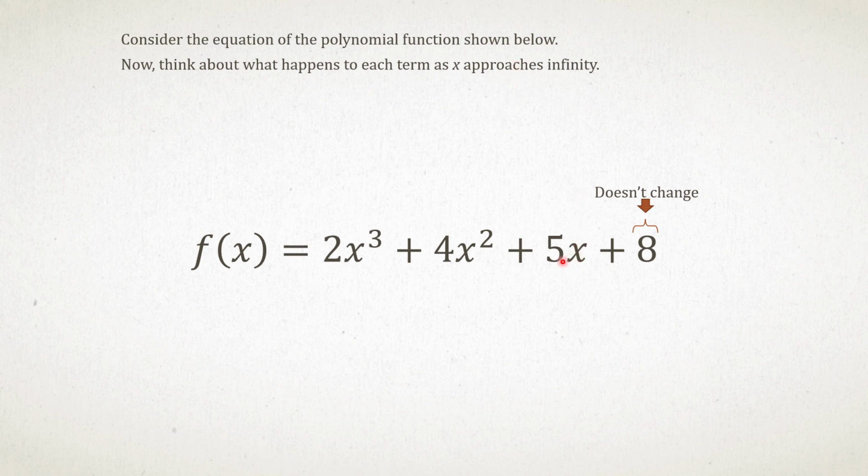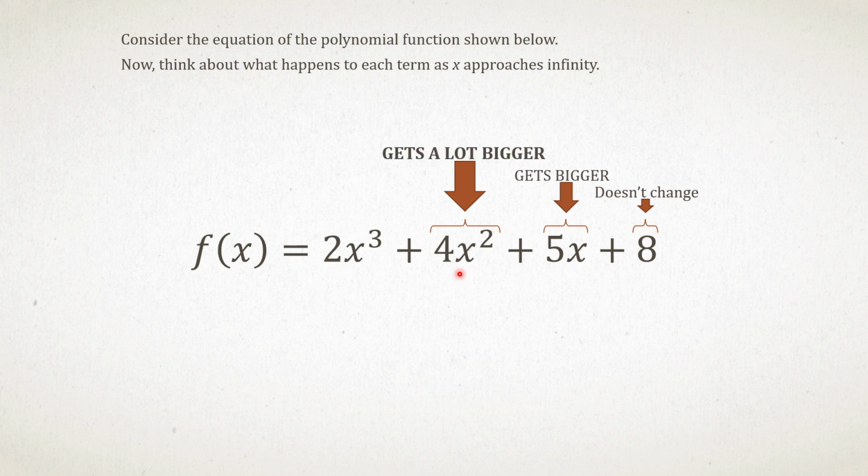But let's now look at this term here, 5x. What happens to that term as x gets bigger and bigger and bigger? Well, as x approaches infinity, 5 times x will also approach infinity. It will become a larger and larger positive value. So that term gets bigger. But look at this term, 4x squared. What happens to that as x gets bigger and bigger and bigger? That is, as it approaches infinity, it gets a lot bigger because we're squaring x here. And when you take those x values that are getting larger and larger and you square them, we get really huge values. So this term gets a lot bigger, a lot quicker than the 5x term because of the squaring.